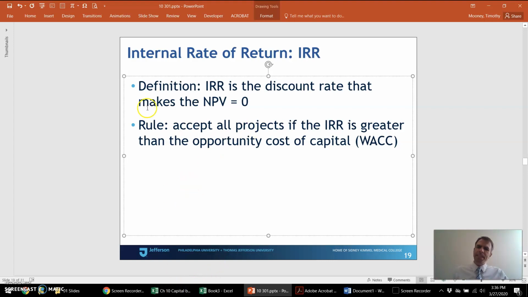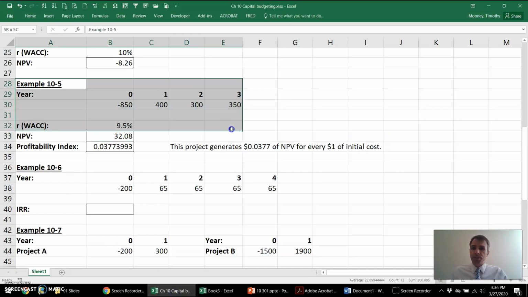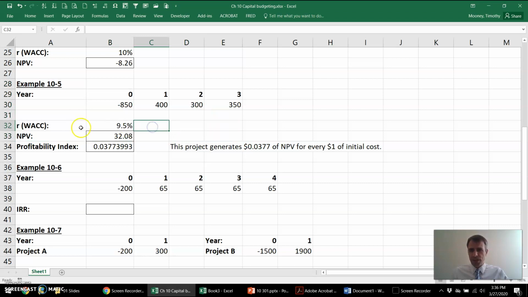Right, so let's see how it looks before we get into that. Take this project, for example, 10-5. The firm's weighted average cost of capital is 9.5%. Given this discount rate and the cash flows, the project has a net present value of $32.08. Positive NPV project, right? So if the firm's weighted average cost of capital was higher, if the discount rate was higher, the NPV would be lower, right? Because higher discount rates are associated with lower present values.